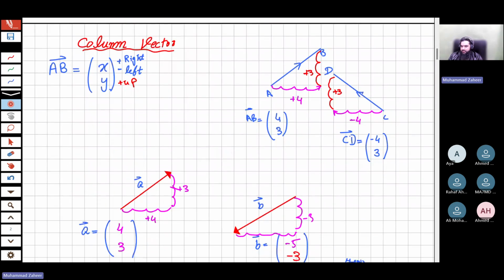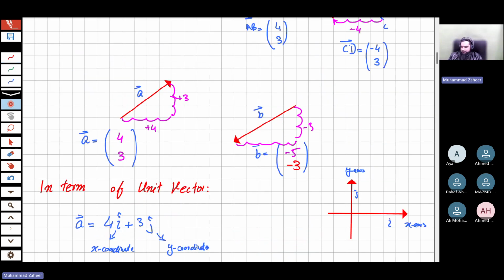Then we went to the column vectors. I told you the column vectors are written in the form x, y, where x shows the movement on the x-axis, the horizontal movement, and y shows the vertical movement. On the horizontal movement, if you are moving towards the right side, the value is going to be positive, and if you are moving towards the left side, the value will be negative. In the same way, if you are moving upward, it is positive. Moving downward, the value will be negative.